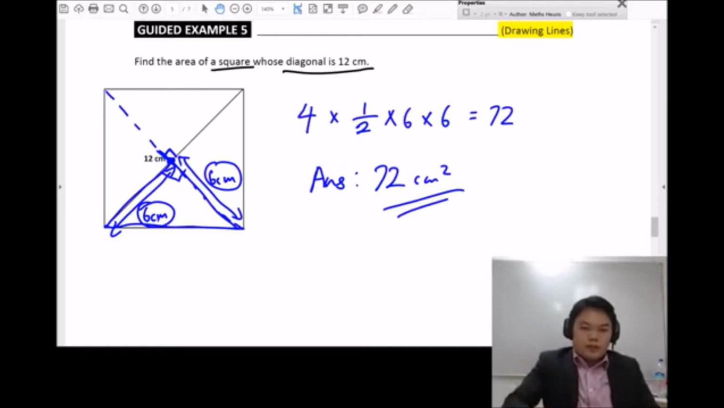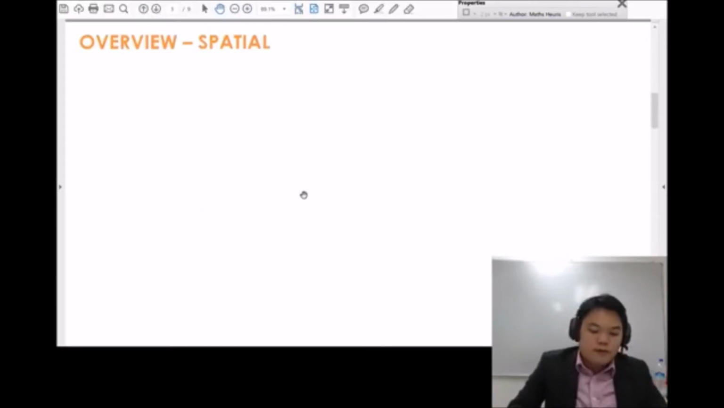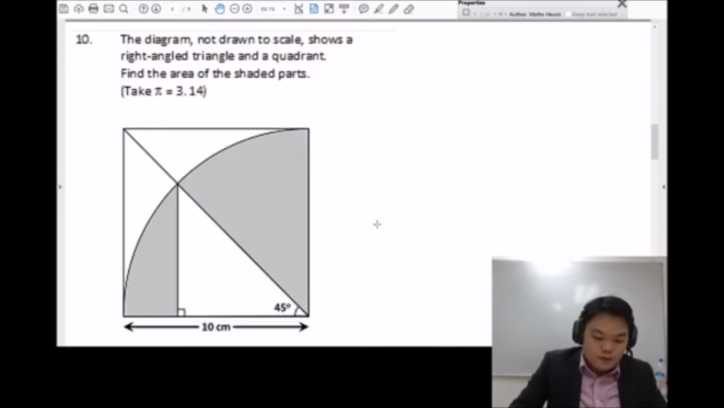So this idea is important because sometimes questions will not be as direct as this. Sometimes it may be subsumed under another question involving circles. This one I will not go through. I'll briefly show you the idea on how to solve it.